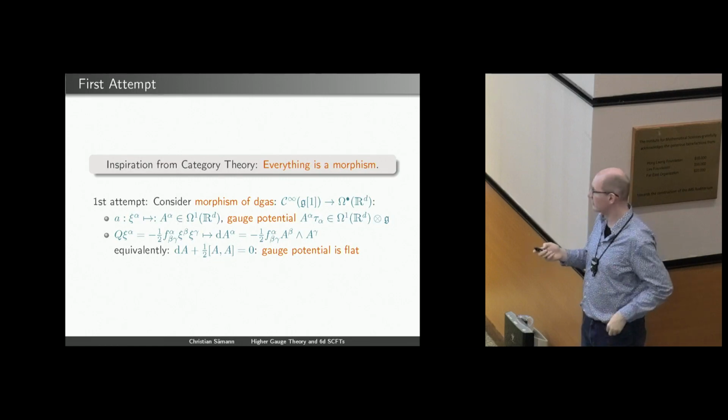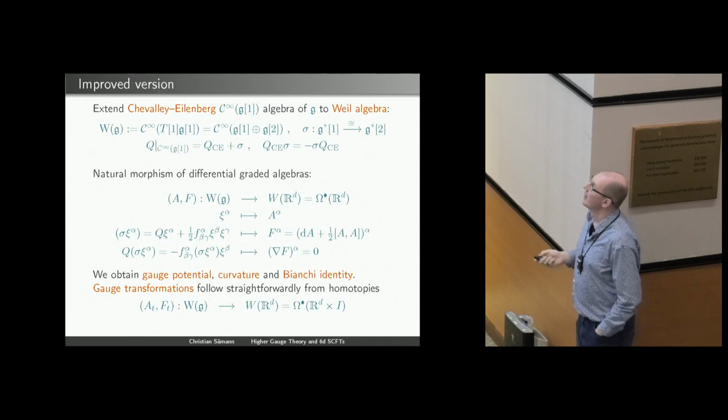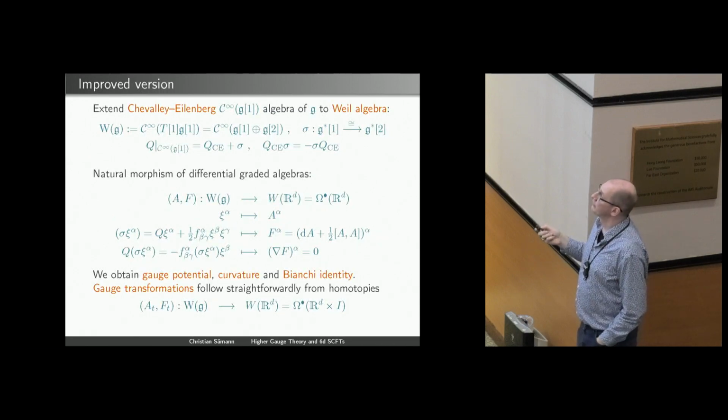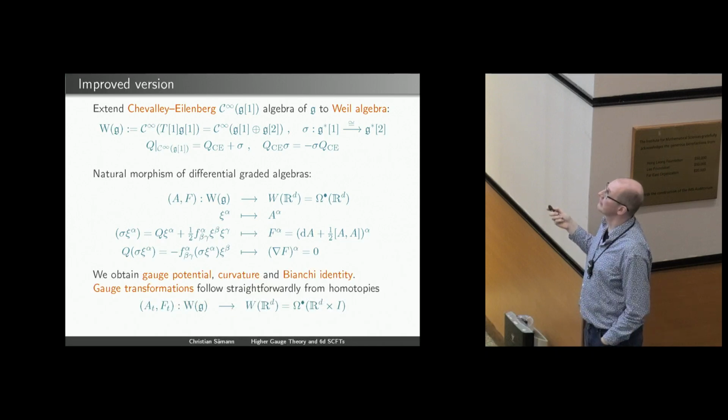So Chern-Simons theory we could do, but nothing else. So let's look at an improved version. Extend our Chevalley-Eilenberg algebra, so the algebra of functions on this grade-shifted Lie algebra, to something called the Weil algebra. So what's the Weil algebra? The Weil algebra is nothing but the grade-shifted tangent bundle of our grade-shifted vector space underlying the Lie algebra. So we have now two copies of this Lie algebra around. And on this vector space, there's a very natural vector field, or on the algebra of functions, there's a very natural differential.